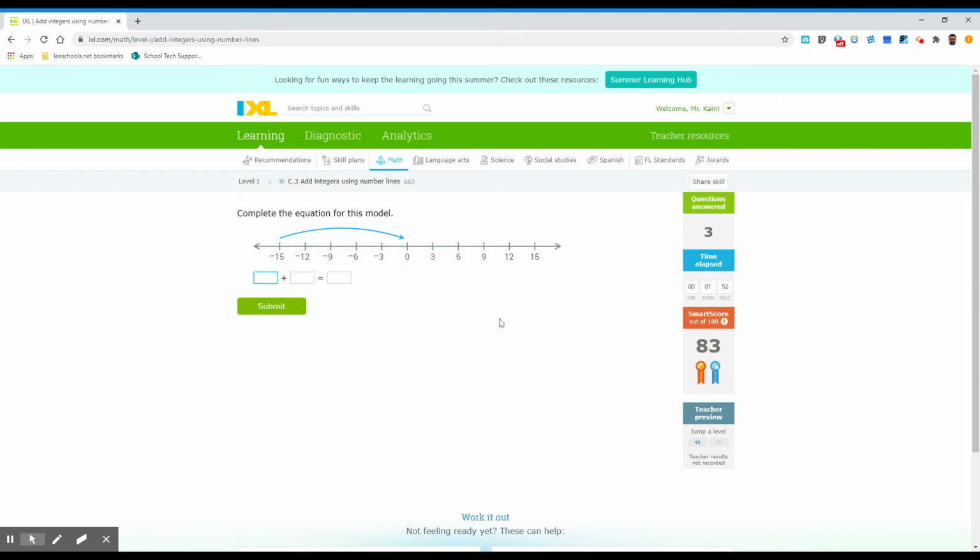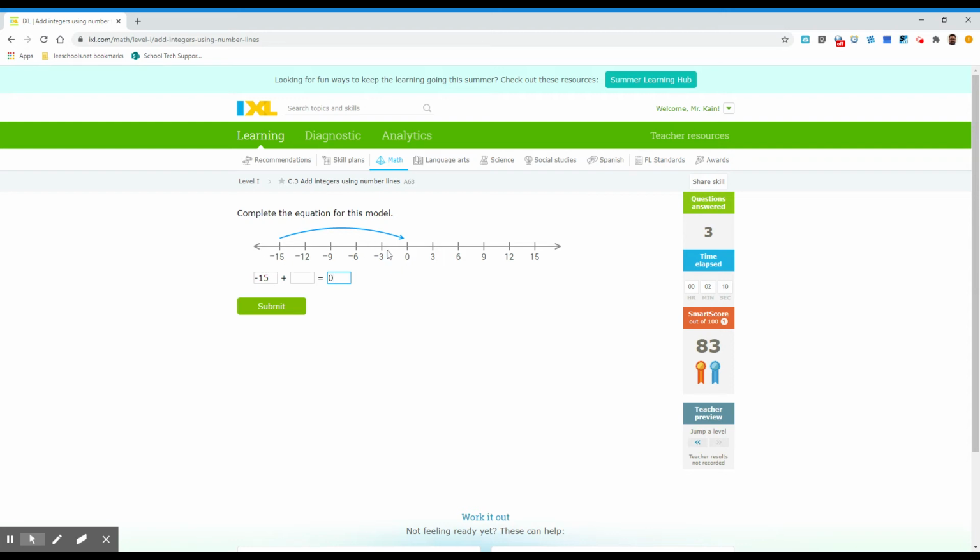Okay, we're at 83. We're rolling. Okay, so where does it start off? Where does our sentence start off? It starts at -15. So let's put that in the blank. Okay, then how much are we adding? Well, we know the answer is 0. So let's put that there because it ends up at 0, right?